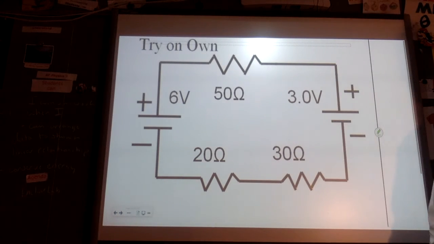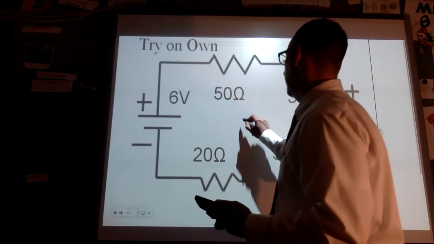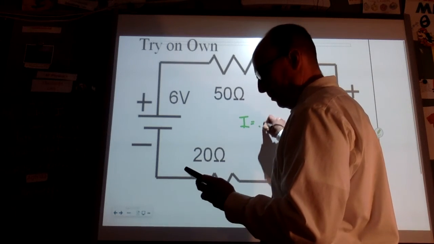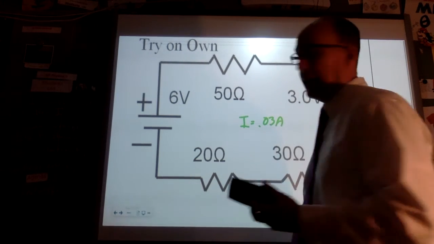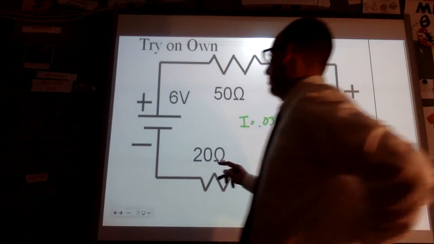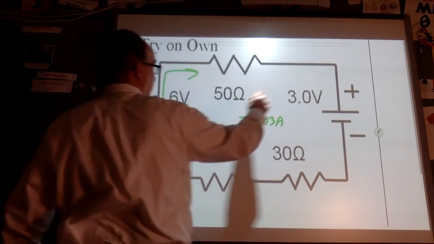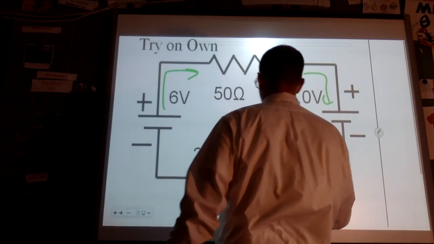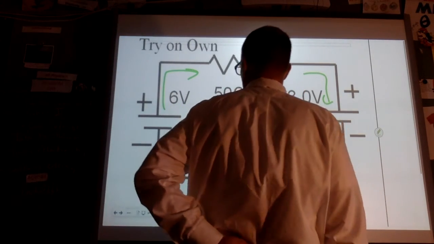All right, so I'll give you guys a chance to try this on your own, see what you think the current is. And so you should have gotten a current that was equal to 0.03 amperes. So we could start anywhere. My current is going to flow this direction because the 6 is going to overpower the 3.